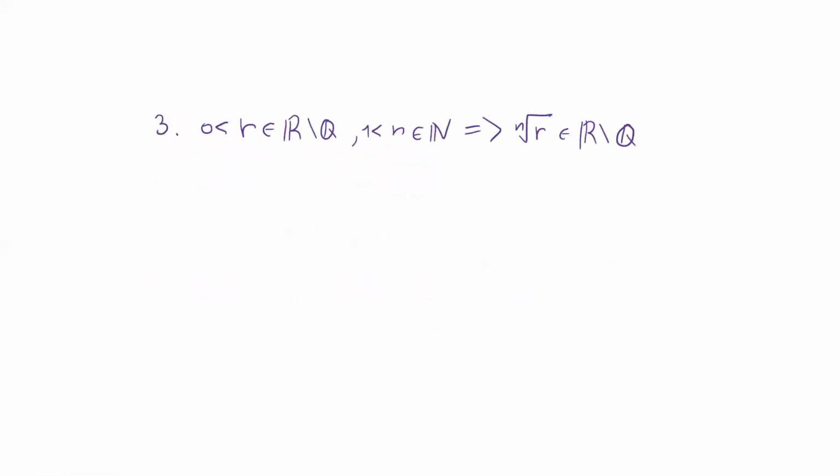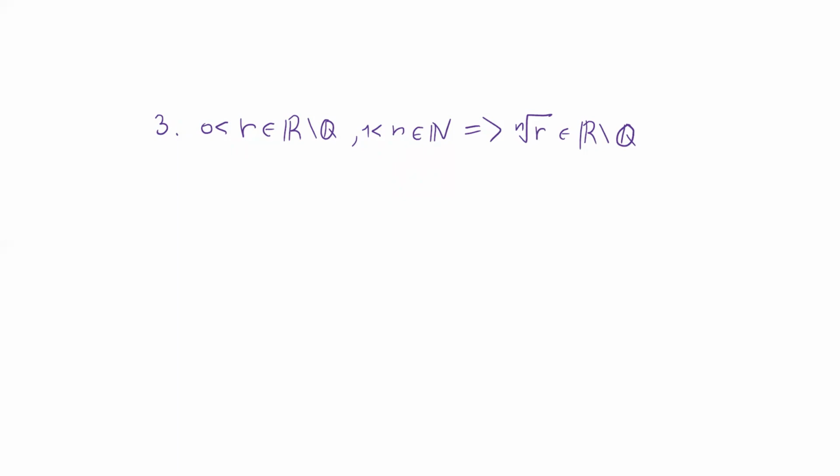Now to the next example and last for today. We take r to be a positive and irrational number, and n is a natural number. We state here that n is greater than 1, so that it is a natural number from 2 and on: 2, 3, and so on. And the statement says that the nth root of r is irrational. This statement actually says that for all positive r and for all n greater than 1, the nth root of r is irrational. Actually, this statement is true.